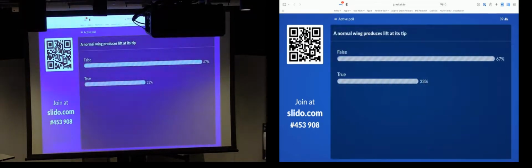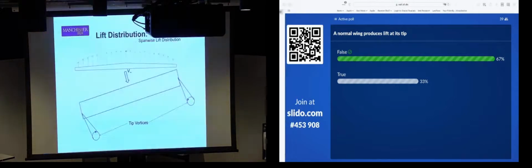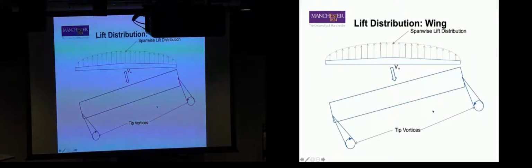Okay. A normal wing produces lift at its tip. True or false? And 67% of you kindly said false. So let's look at our 2D wing or 3D wing. There we go. It produces no lift at the tip. In fact, that's one of the requirements of being in 3D. Why does it produce no lift at the tip? Why can we say that with certainty?